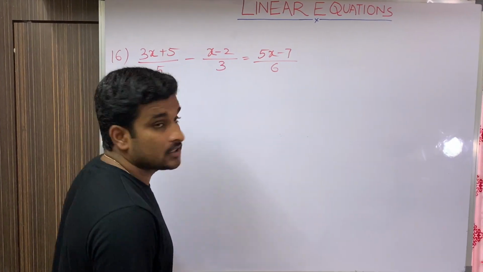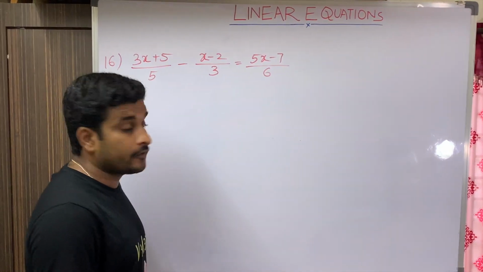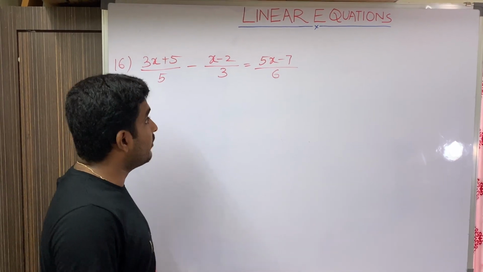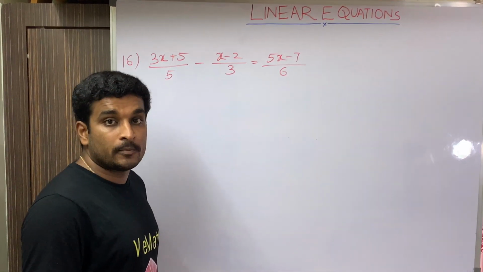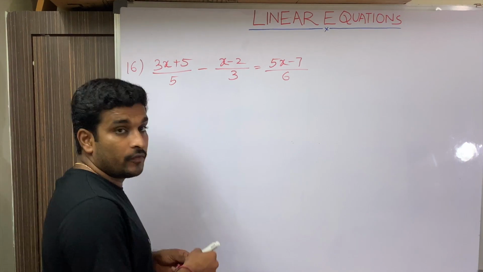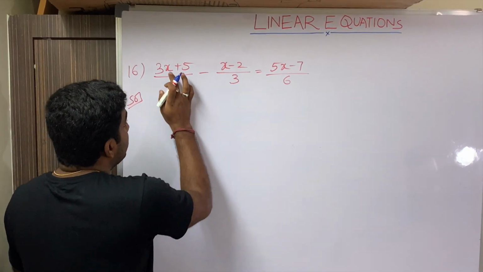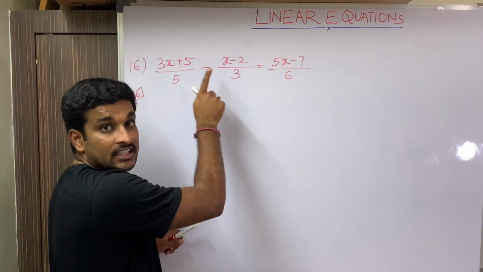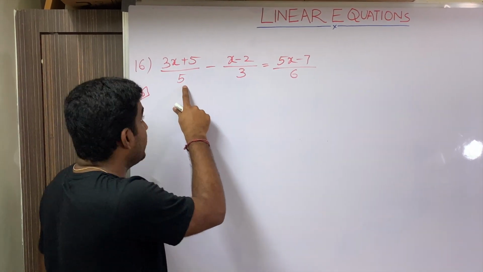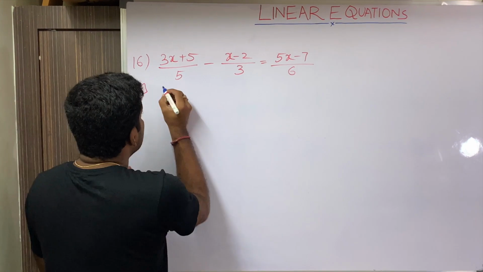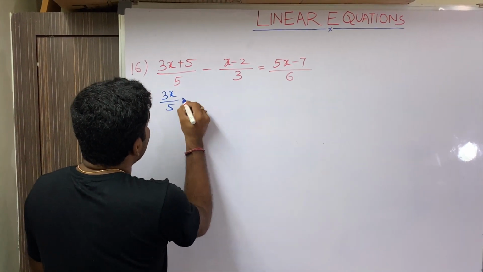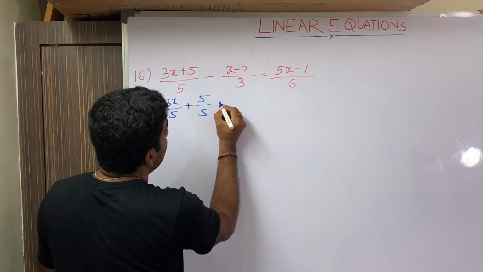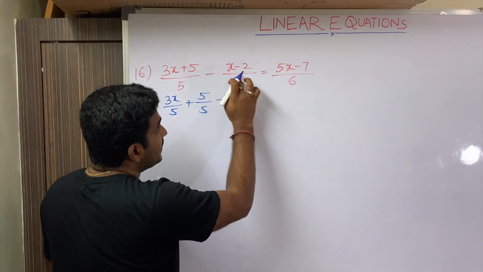The next problem is (3x plus 5) divided by 5 minus (x minus 2) divided by 3 equal to (5x minus 7) divided by 6. What we have to do here is divide 3x and 5 into two different fractions, because both 3x and 5 have only one denominator, 5. Then this equation can be written as 3x by 5 plus 5 by 5 minus of x by 3.